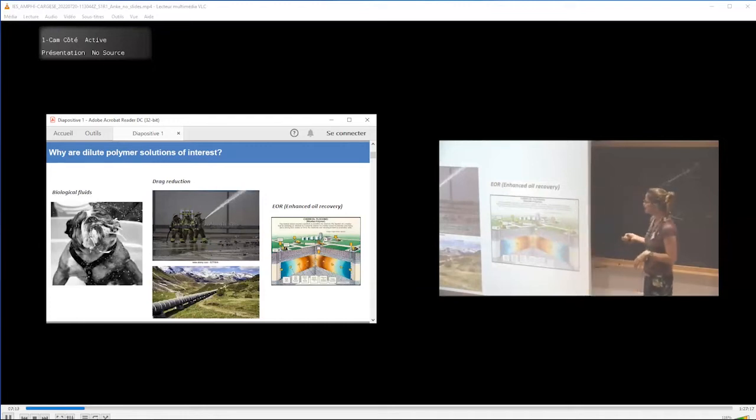A field that has been for a long time a very intense field of research for polymer physicists was enhanced oil recovery. It's not really the direction we want to go nowadays when we talk about energy, but also in these situations a lot of polymer additions have been used, and there are many other situations.